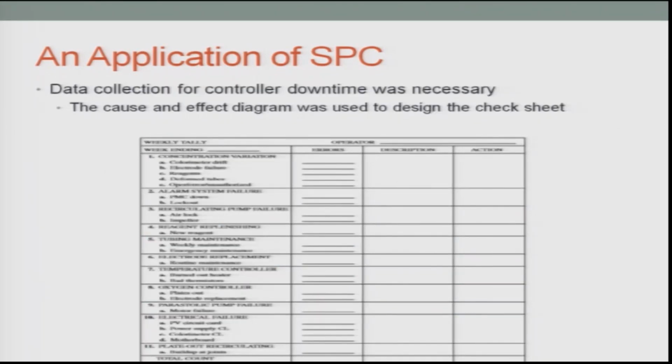In this application of statistical process control, data collection for the controller downtime was necessary, and the cause and effect diagram would have this. In the leftmost column you would have the concentration variations and the failure causes: reagent replenishing problems were there, and the oxygen controller had a problem. The operator goes into the error log, gives a description in the second last column, and analyzes what actions were taken to rectify or remedy the problem. Based on the data, Pareto charts can be made.